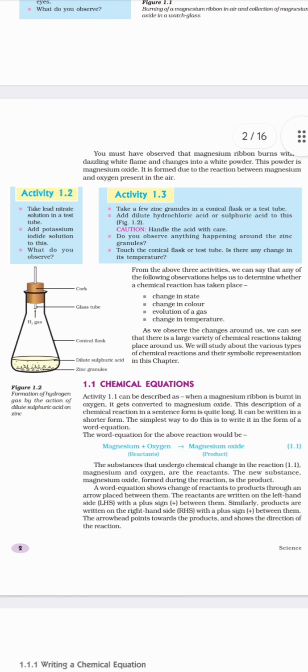As we observe the changes around us, we can see there is a large variety of chemical reactions taking place around us. So a large number of chemical reactions take place around us.